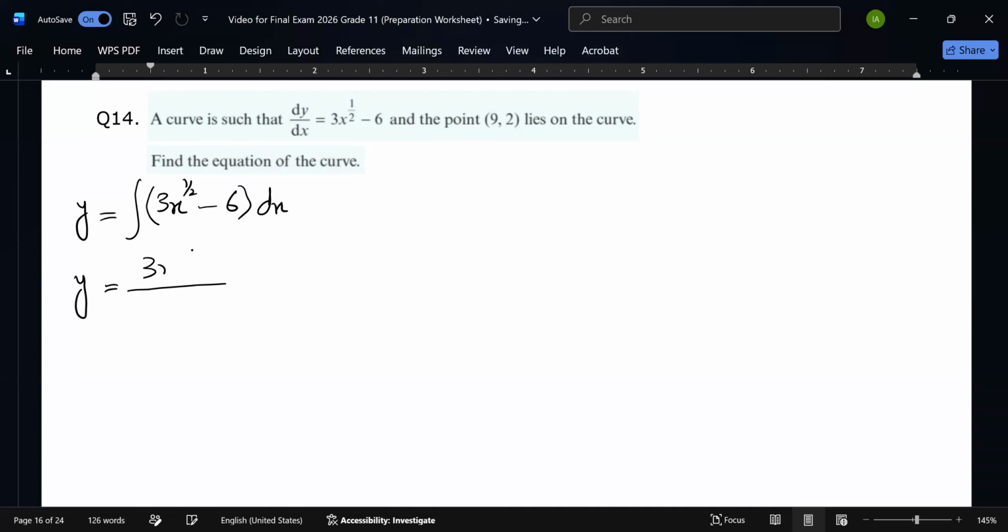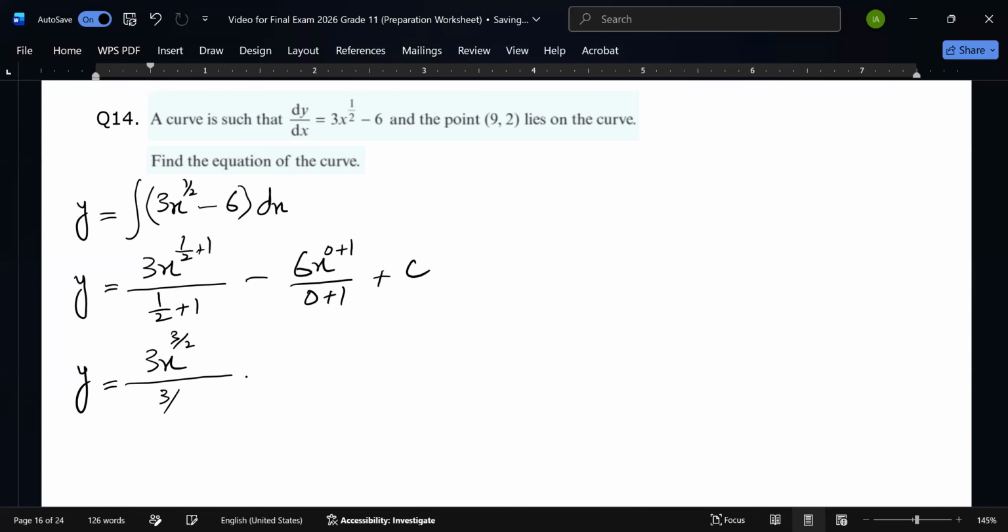We will add in the power and we will divide by the same power. Minus 6, since the x is not here, therefore x will be power 0. We add 1 in the power, it's going to be 0 plus 1, and plus c. Very important thing, the constant c. This is 3x power 3 upon 2, divided by 3 upon 2, minus 6x plus c.